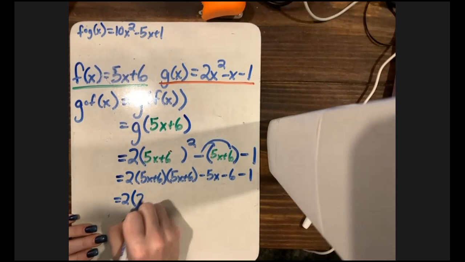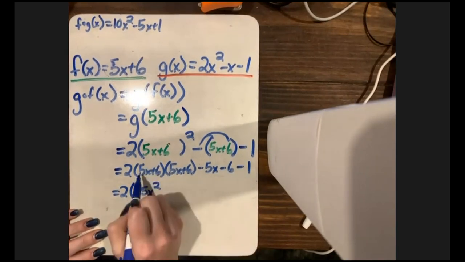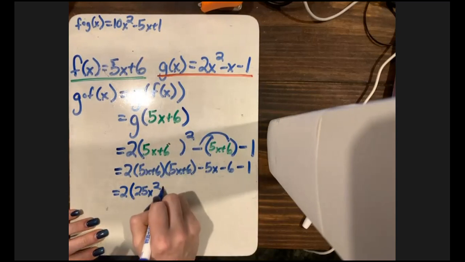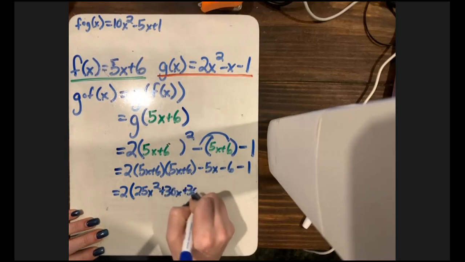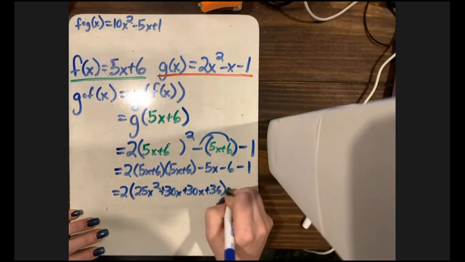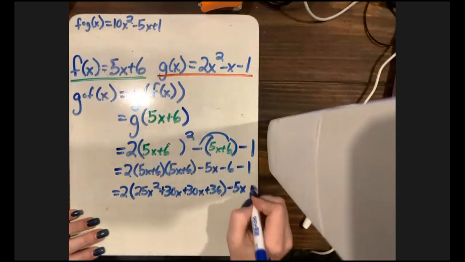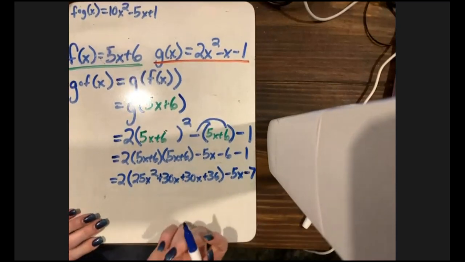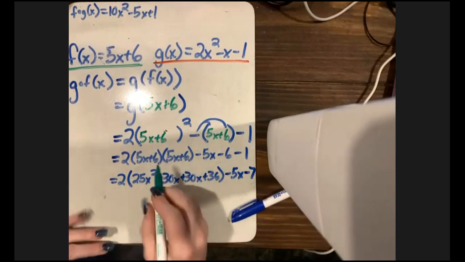5x and 5x is going to be 25x squared. 5x and 6 is going to give me 30. 6 and 5x is another 30. 6 and 6 is 36. And I'm going to go ahead and combine my minus 6 minus 1 to make minus 7. Okay. Now then.